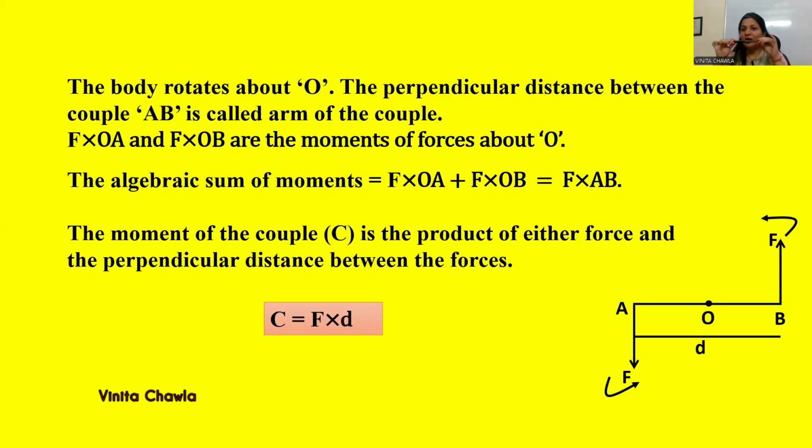So what is AB? This AB is the arm of the couple. And how do we write it? We write F into OB plus F into OA is equal to F into AB, because OA plus OB is AB. So the moment of a couple is the product of either force and the perpendicular distance between the forces. We just take the force F and the perpendicular distance between these two forces. This is how we find the moment of the couple.